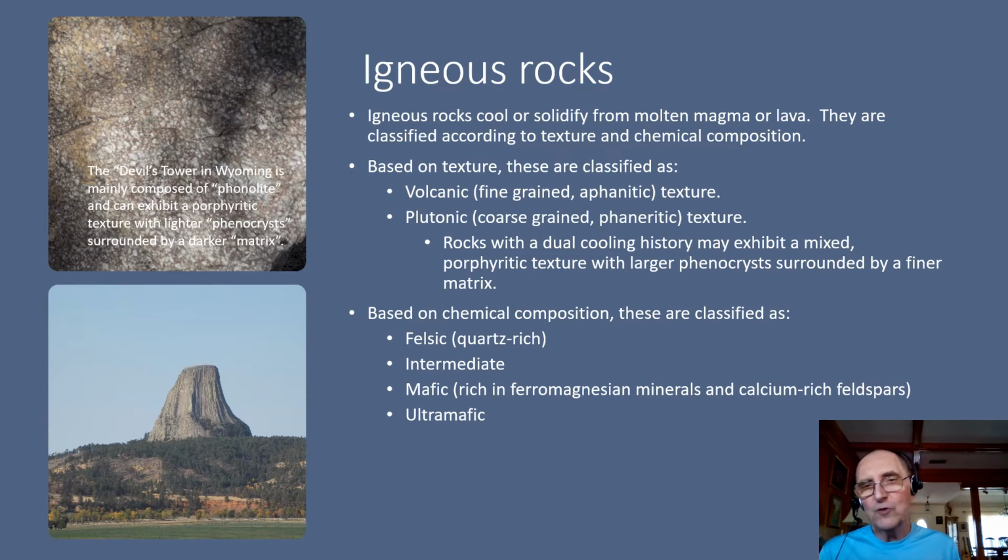Plutonic rock cools from magma below the surface, so they cool at a slower rate, and the crystals have time to grow bigger, to a bigger size. So the texture is typically coarse grained that we call phaneritic.